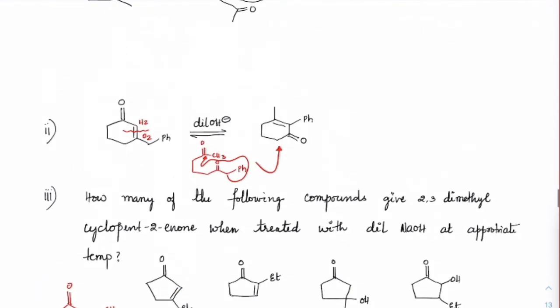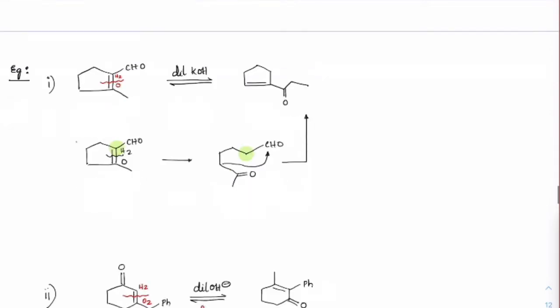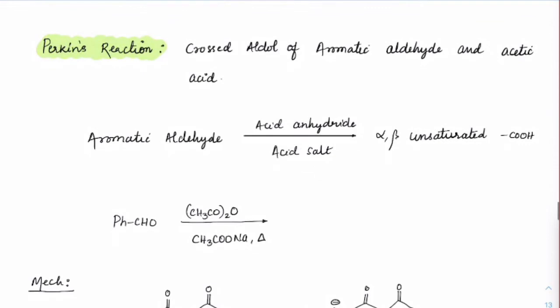So yesterday we were discussing aldol condensation, and lastly we discussed what retro-aldol is. Continuing in a similar type, we have the Perkin reaction. Here also it is like an aldol, a cross aldol of an aromatic aldehyde and acetic acid, basically acetic anhydride, any form of that. So when you treat aromatic aldehydes with an acid anhydride, we might get alpha-beta unsaturated acids. That is the Perkin reaction.